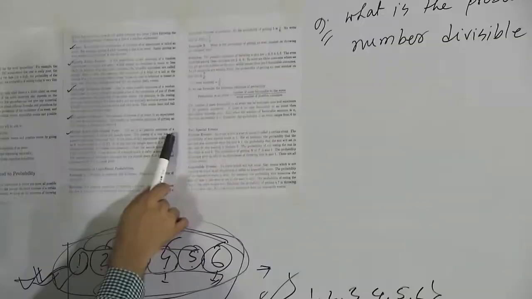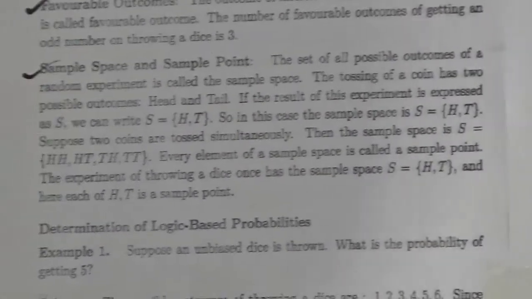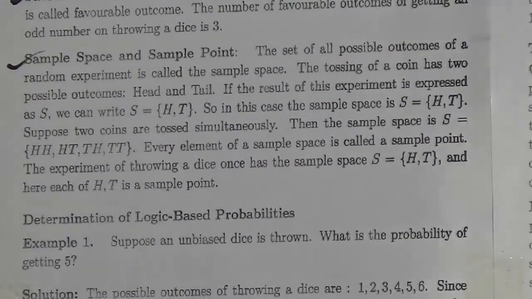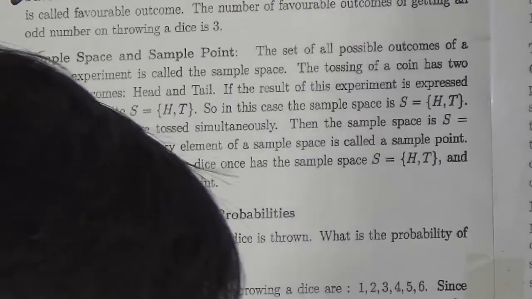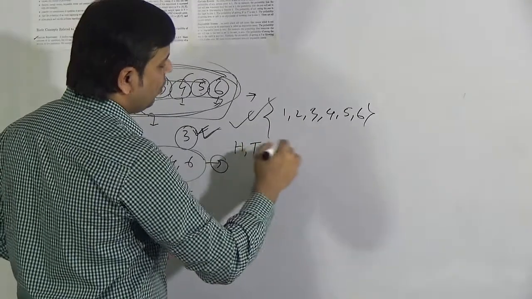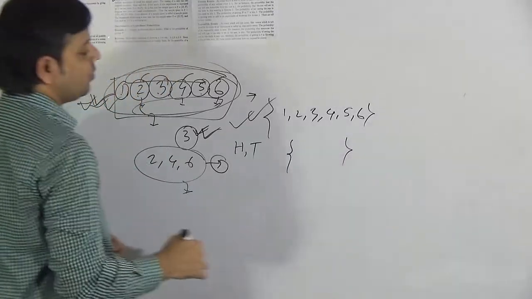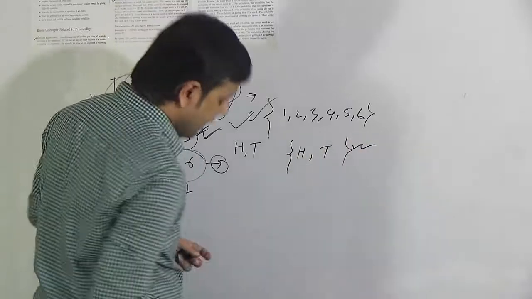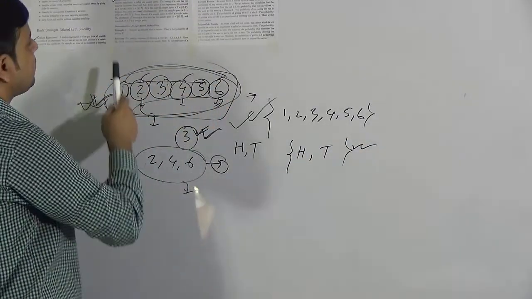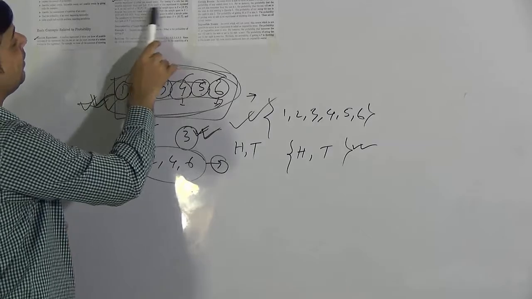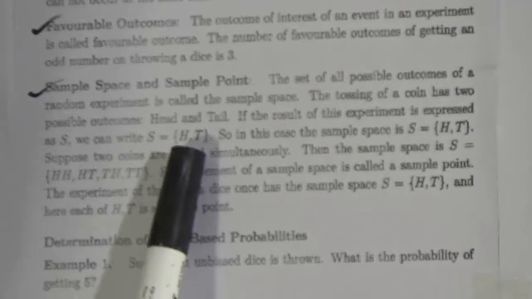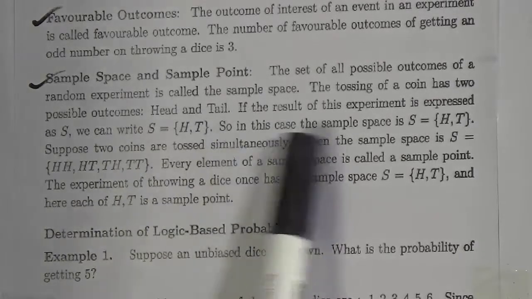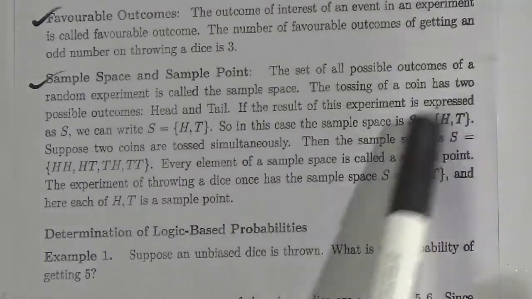The tossing of a coin has two possible outcomes. If you toss a coin, then you may get head or you may get tail. So the total possible outcomes are head or tail. If you include these possible outcomes in a set, that is head, tail, this set is known as the sample space. If the result of this experiment is expressed as S, we can write S equal to the set of head and tail.